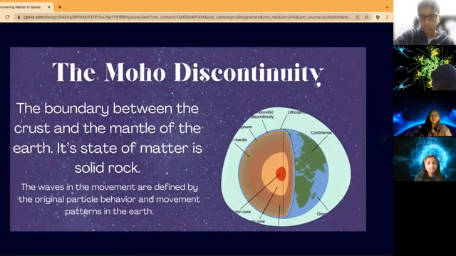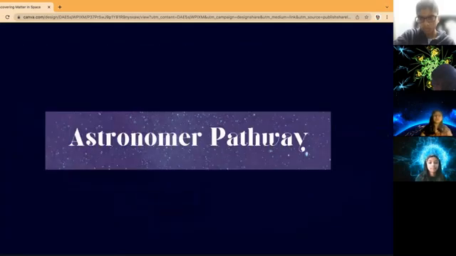Moho discontinuity. It's the boundary between the crust and the mantle of the Earth. Its state of matter is solid rock. The waves in the movement are defined by particle behavior and patterns. And now I'll hand it over to my friend Advika.